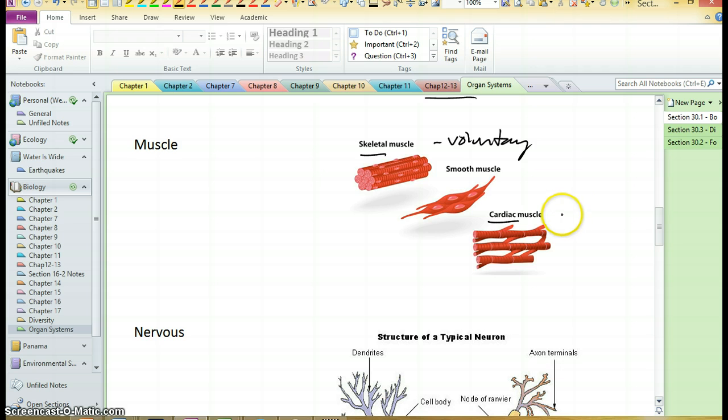Cardiac muscle is involuntary. You don't have to think about that. Your heart just keeps on beating away. Smooth muscle is muscle that surrounds your digestive system, your esophagus, your stomach, your large and small intestine. And it's muscle that basically squeezes that passageway, those tubes, and keeps food moving along. It is also, as you can imagine, involuntary as well. You don't have to think about it.